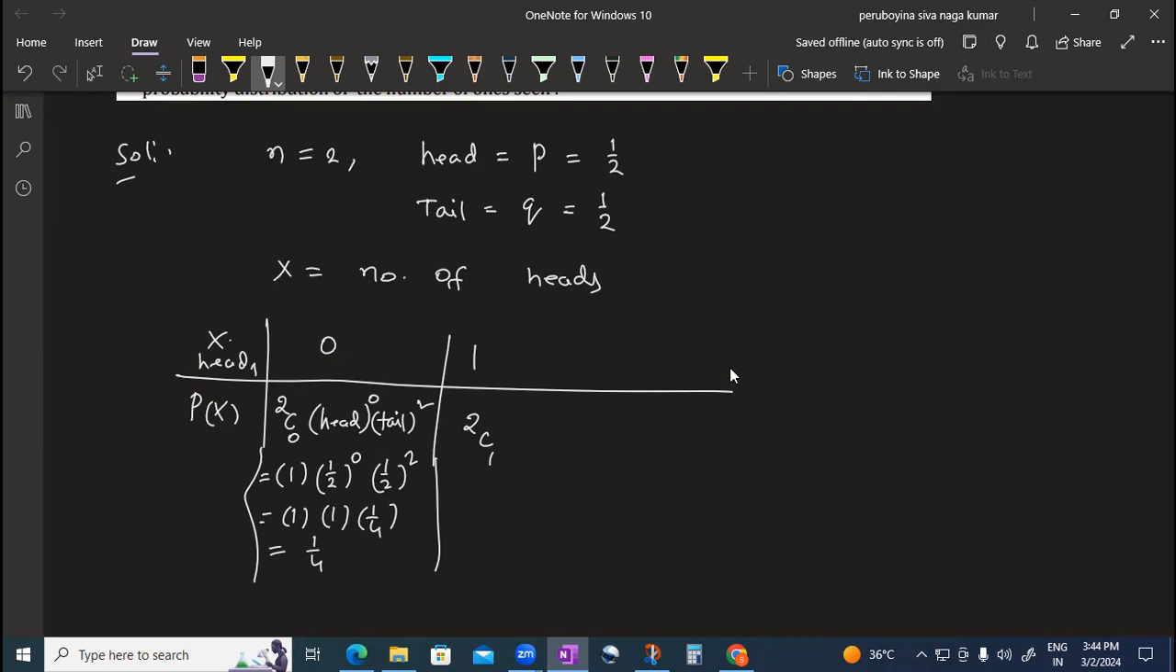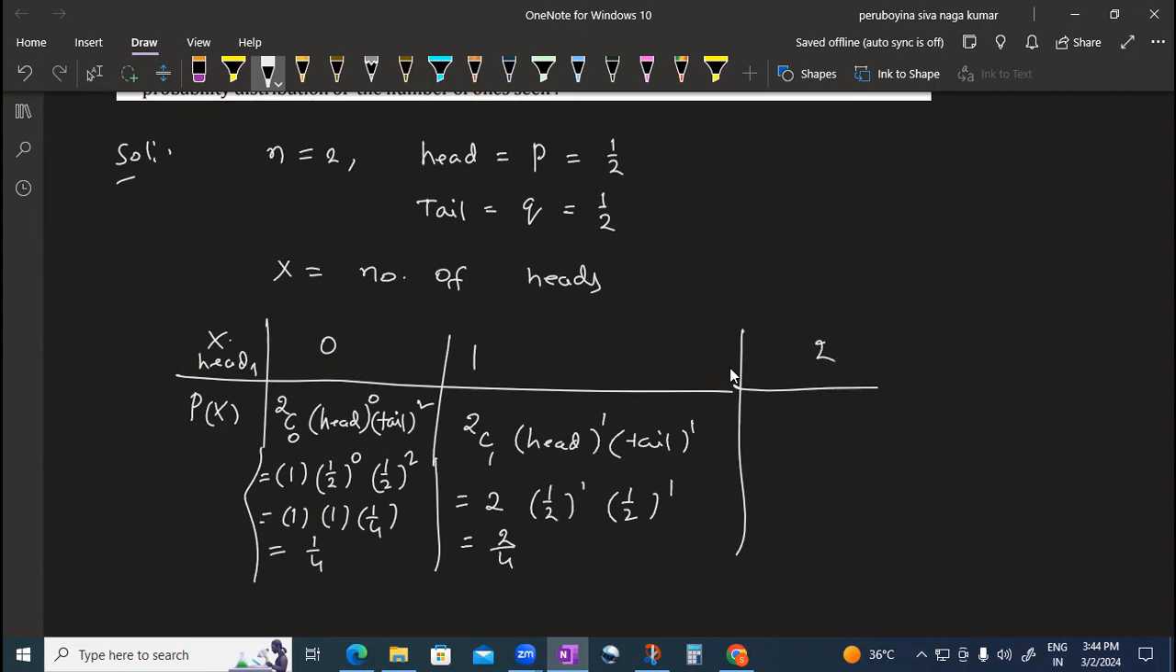We will select one time, and head will appear one time and the other coin shows tail. Out of two coins, one coin will show head and the other coin will show tail. 2C1 means 2, head probability 1 by 2 power 1, tail probability also 1 by 2. So don't cancel anything, write down 2 by 4. That is the probability.